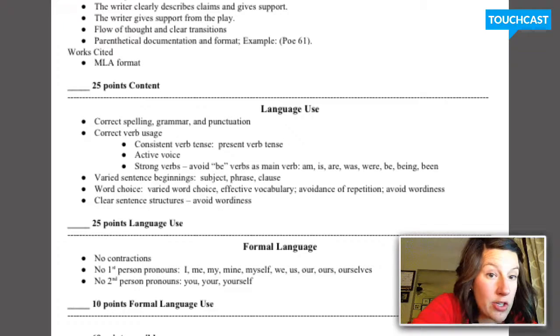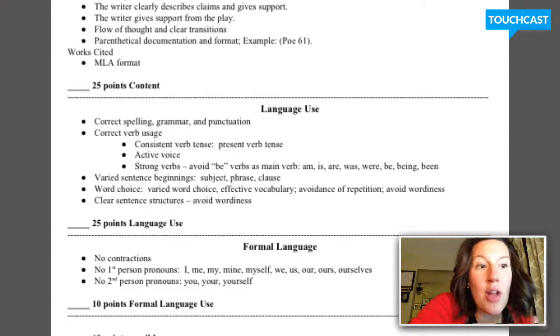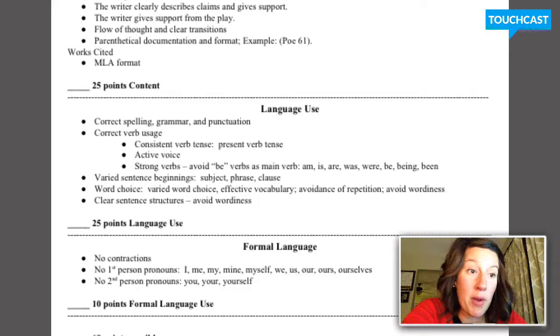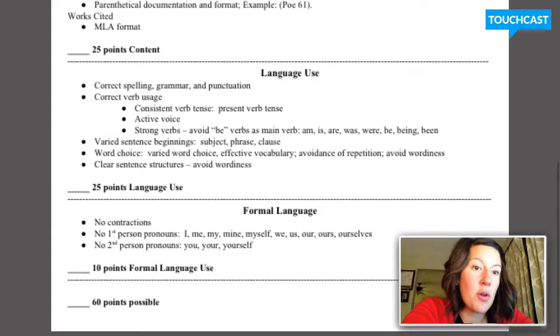Again, no contractions, unless they are in a direct quote, and that is okay. No first person: I, me, my, ourselves, things like that. You don't have to say in my opinion. It's your paper. We already know that. And no second person. No you, yourself. Instead of saying you would want to do this, maybe you could say one might want to do this. Okay, you don't want to point fingers in your essay. You want to make a point, not point a finger. Total out of 60 points.